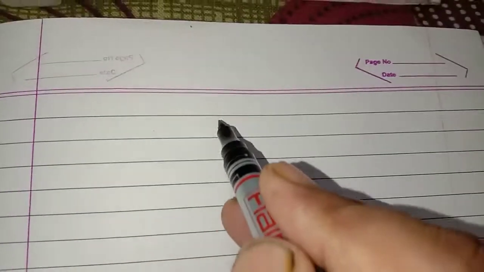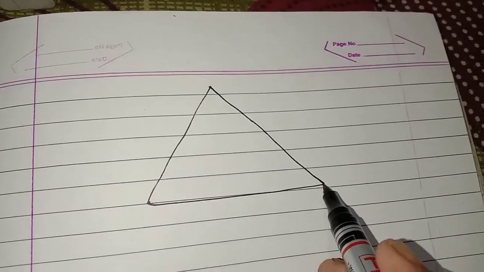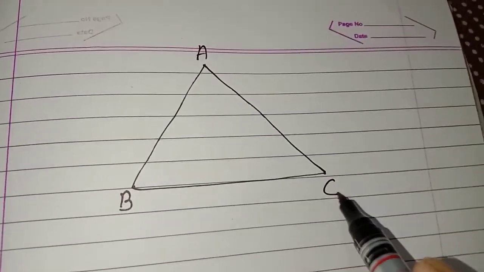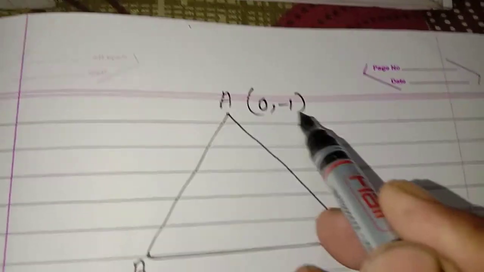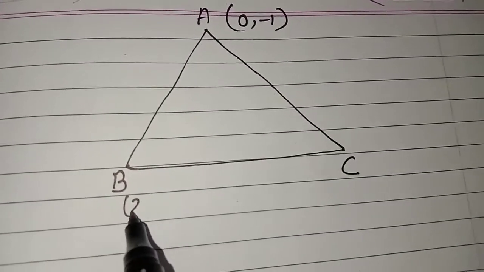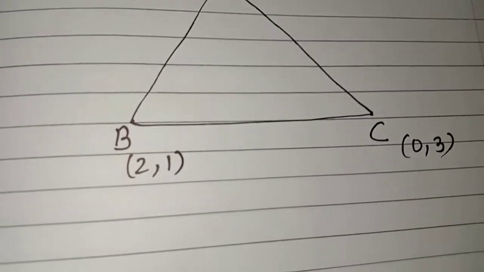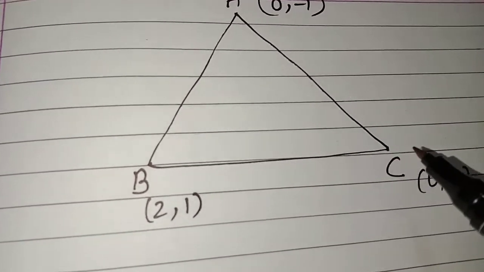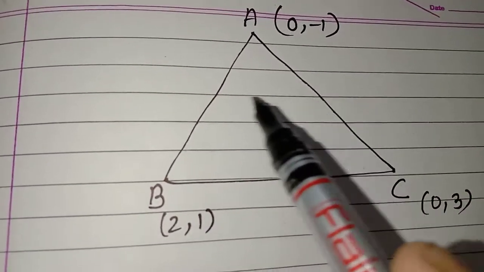So if I sketch a diagram here, it will make the concept clear to you. Suppose you are given the triangle ABC having these vertices. Now the coordinates of A are 0, minus 1, B is 2, 1, and C is 0, 3. Now first of all we have to create the midpoints of AB, BC and AC, to find the triangle formed by the midpoints.